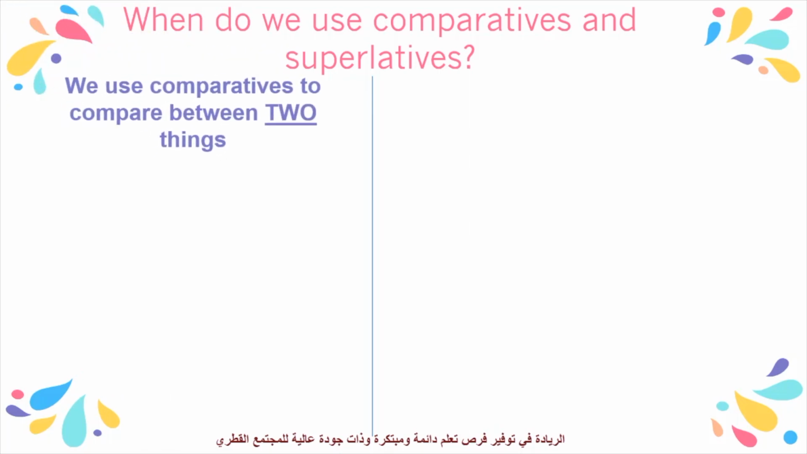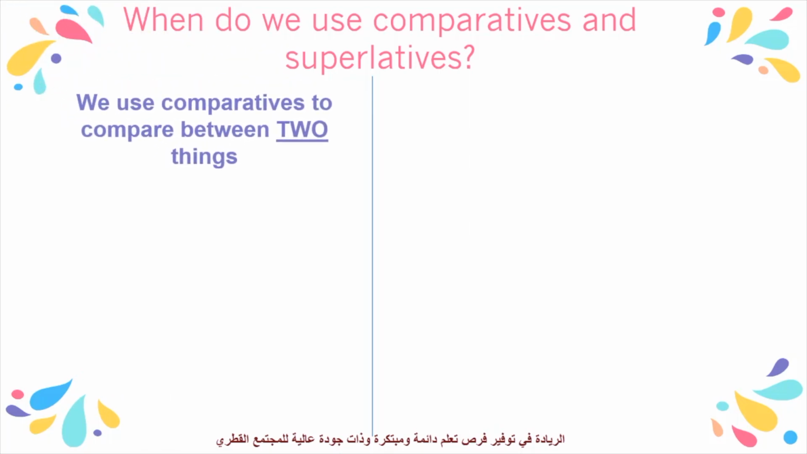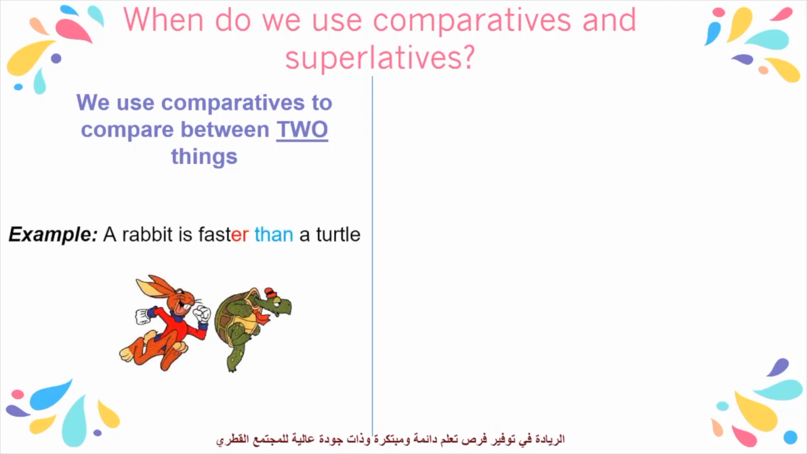We use comparatives to compare between two things. For example, a rabbit is faster than a turtle. Here we are comparing between two things, a rabbit and a turtle.